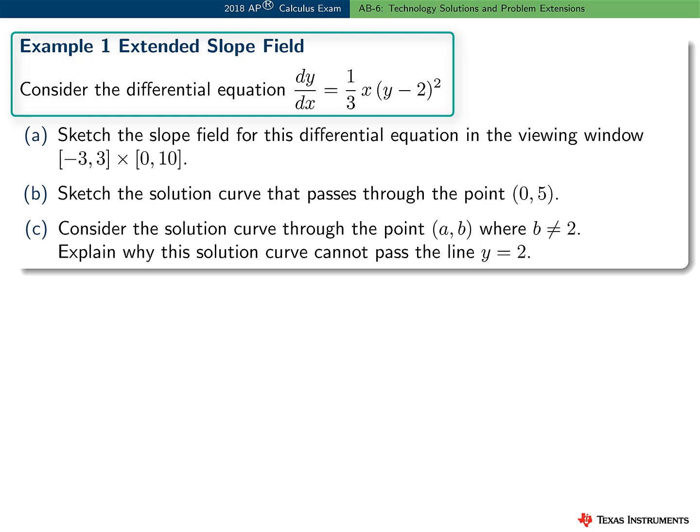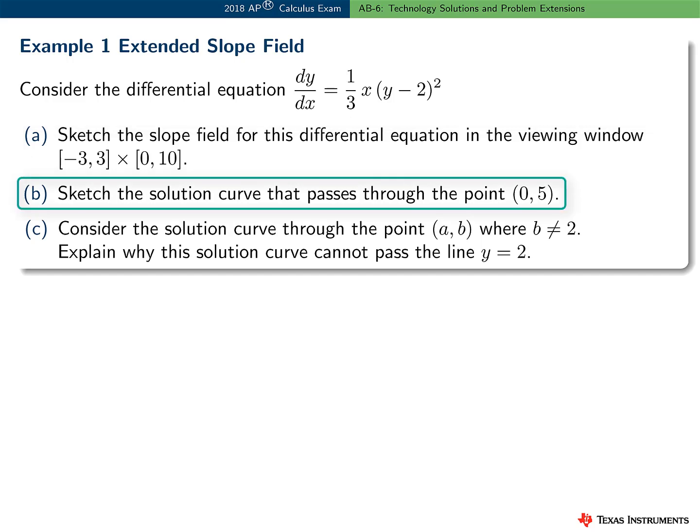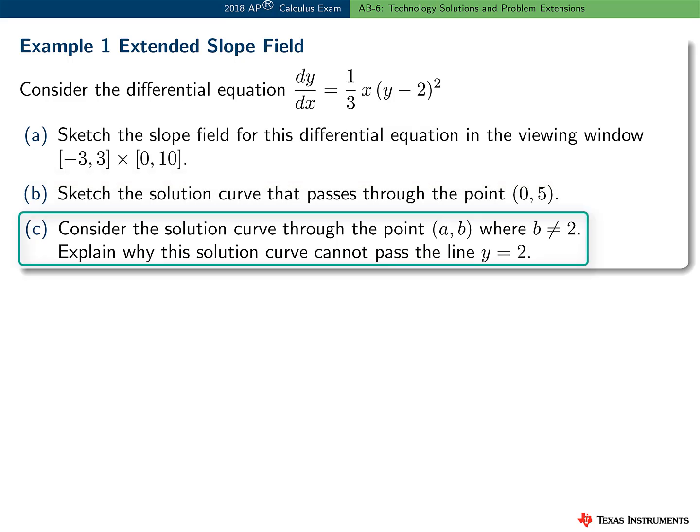This example is an extension to this free response question. First, sketch the slope field in a little different window. And then sketch the solution curve that passes through the point (0, 5). And finally, consider any solution curve that passes through the point (a, b), for example, where b is not equal to 2.